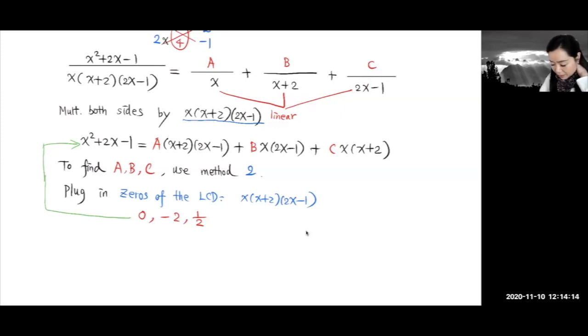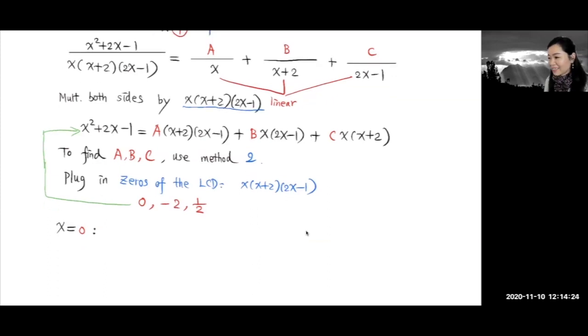Okay, so x equal to 0. You guys want to try? So you plug in x equal to 0, then the left side here will equal -1, right? So you get -1, and then plug in 0 on this side. What do you get?